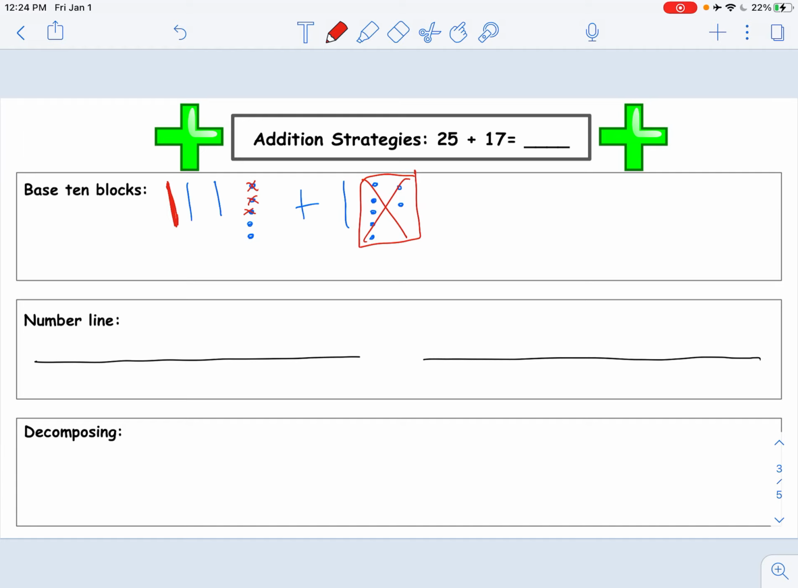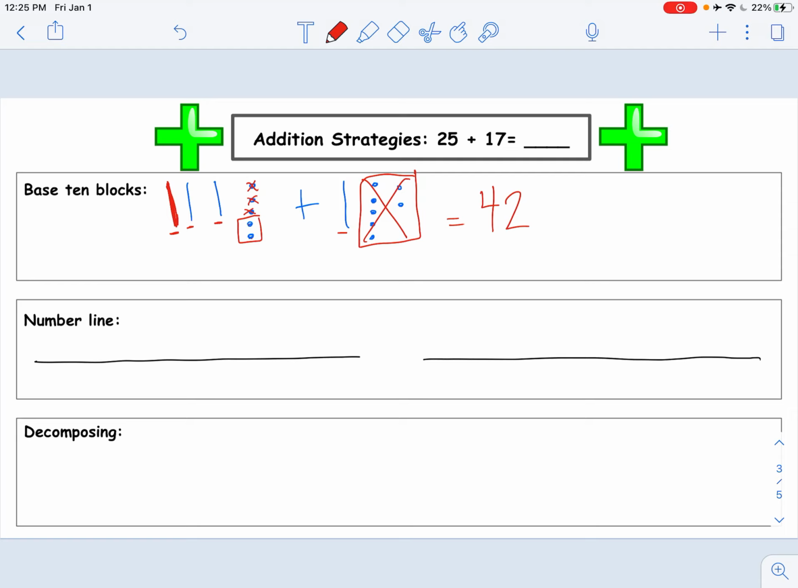And so I have, starting with my 10s, 10, 20, 30, 40. And then I need to count my leftover ones, 41, 42. So this is a great strategy, especially for students who benefit from really drawing and being able to count what they drew and count the base 10 blocks.